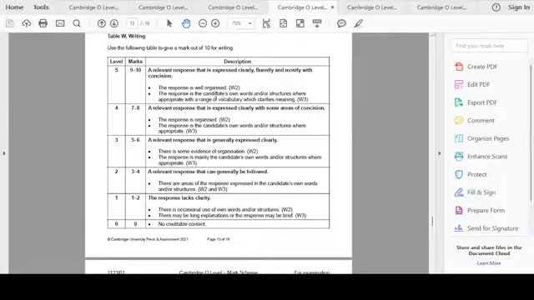The response is the candidate's own words and or structures where appropriate, with a range of vocabulary which clarifies meaning. Right now, when they say where appropriate, they basically mean at least around 80% of the text. Right now, that's not a figure that you would find in any guide. I just say that from experience.